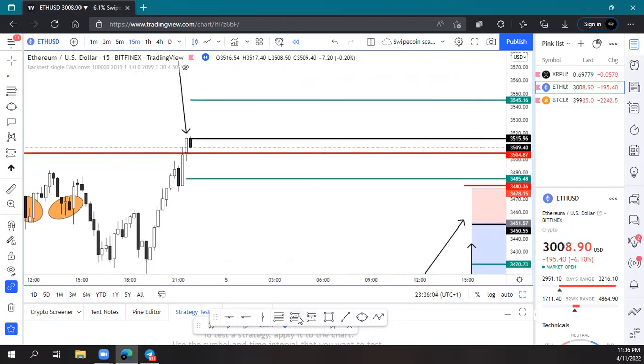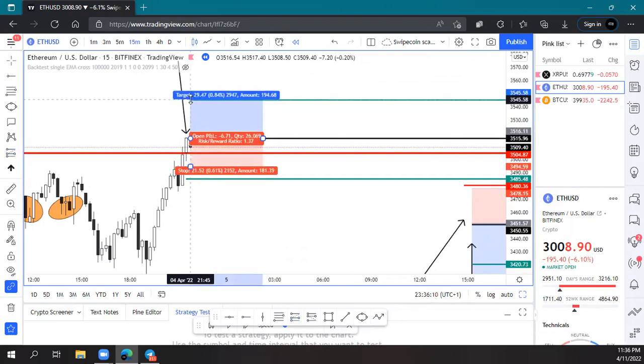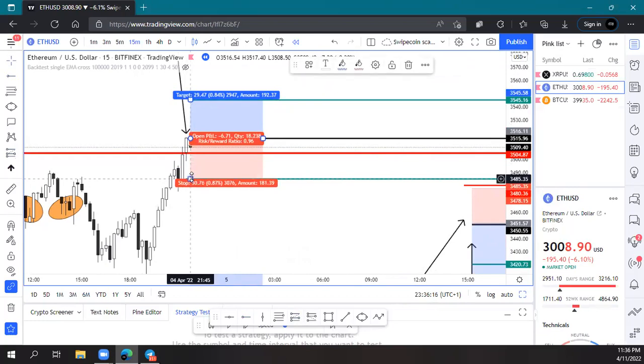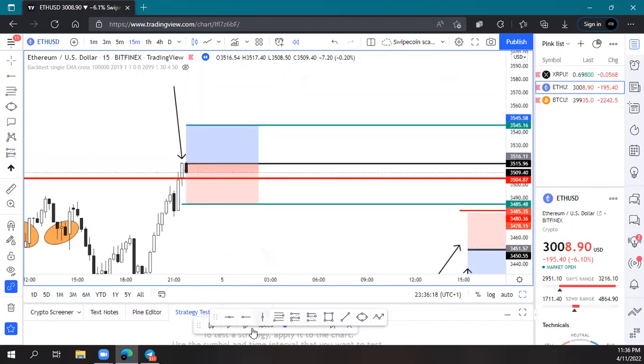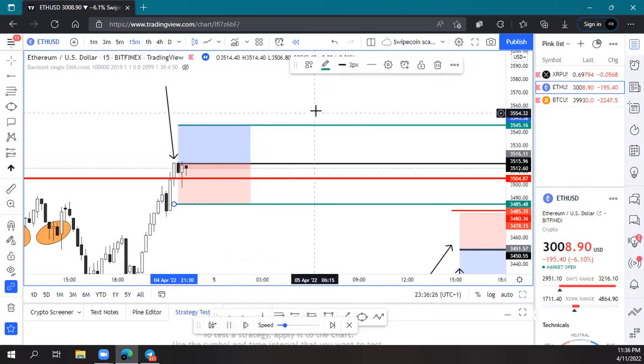So let's say I bought here, right? I'm targeting this area. My stop loss is here for TP1. So let me actually play it and let's see what happened to this trade, whether it came back to hit stop loss or it came back to hit take profit.